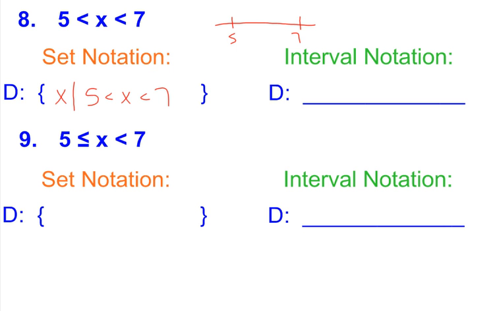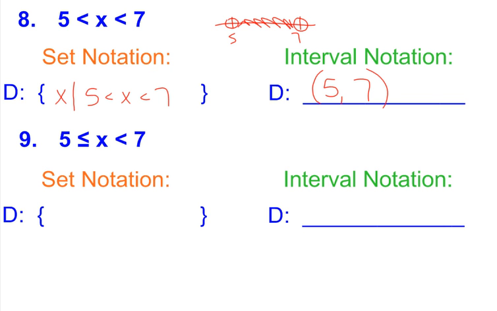If x is everywhere between 5 and 7, but doesn't include them, because it doesn't say less than or equal to, I would shade everything in here. So I start at 5, and I go to 7 with my shading. Since it's a less than symbol, 5 is not included, and neither is 7, so I use parentheses.